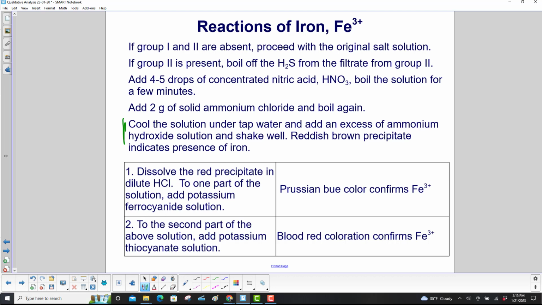1. Dissolve the reddish-brown precipitate in dilute hydrochloric acid. To 1 part of the solution, add potassium ferrocyanide solution. A Prussian blue color confirms iron. 2. To the second part of the above solution, add potassium thiocyanate solution. A blood red coloration confirms iron.